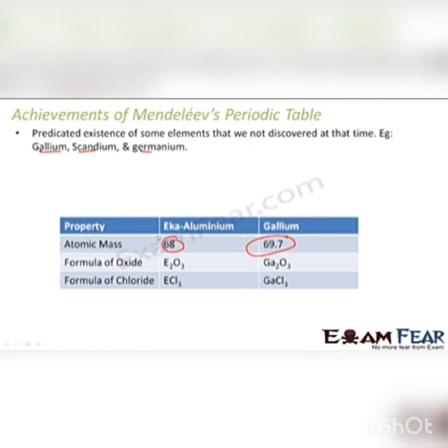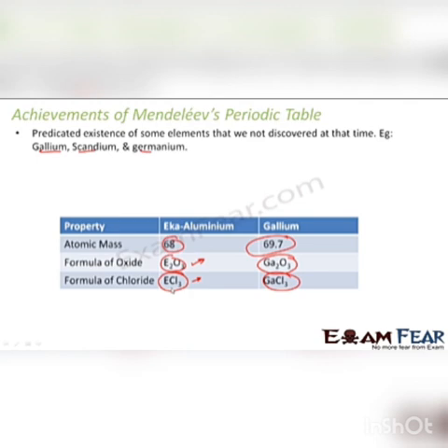And he also guessed the formula of oxides and chlorides. If you see, he guessed that this particular element would have a formula of E2O3 based on his periodic table, and that's what it was. He also guessed the formula of chlorides to be like this, that is ECl3, and we found that gallium also follows the same suit. So he guessed the existence of some elements which were not discovered at the time.